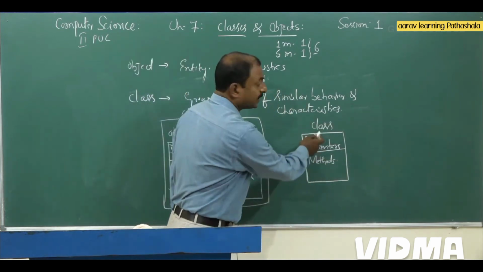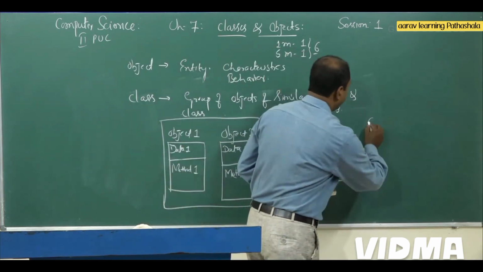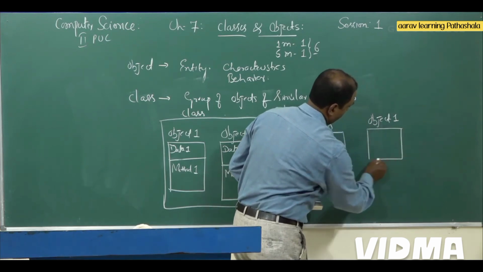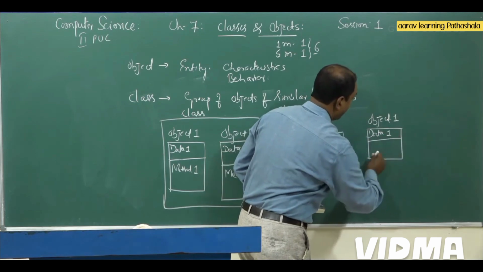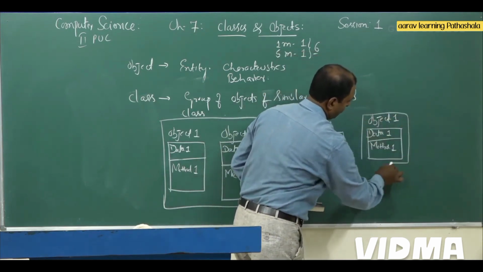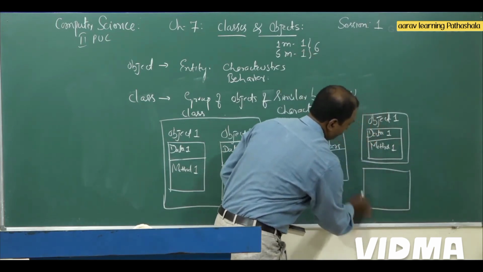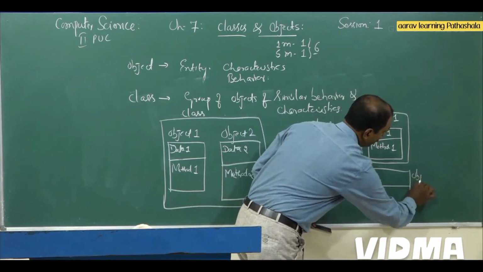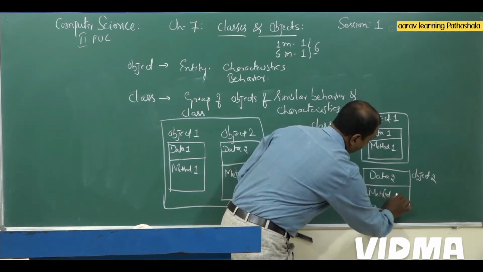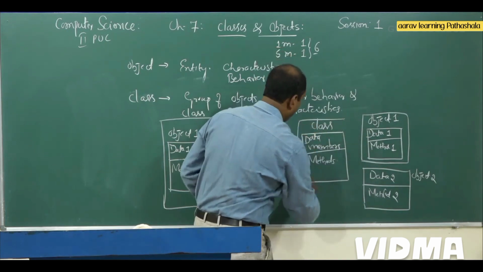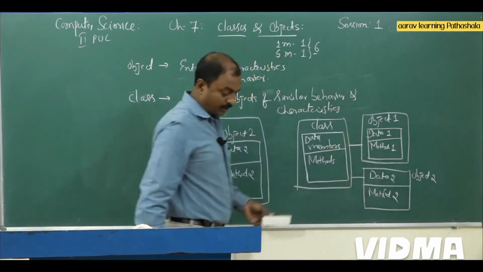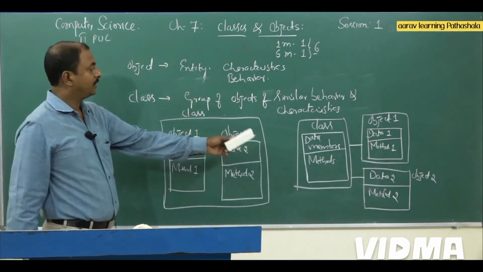This is a class. How do we represent objects? It has different objects. Say object 1. In object 1, data 1, method 1. This is one object, and this is object 2, and it has variables data 2 and method 2. And this class has two objects, 1, 2. So this is how we can also represent class and objects like this.